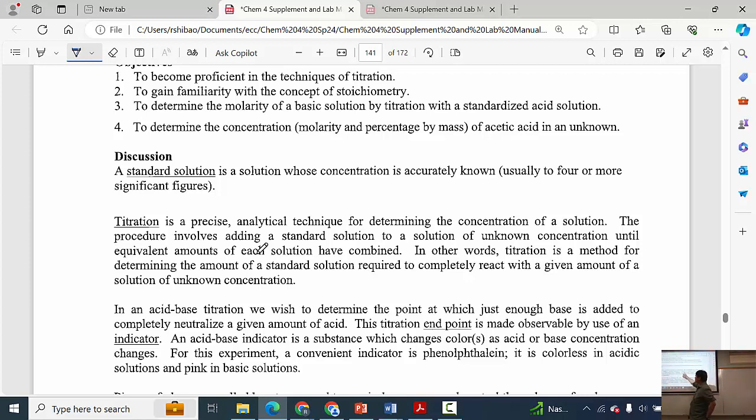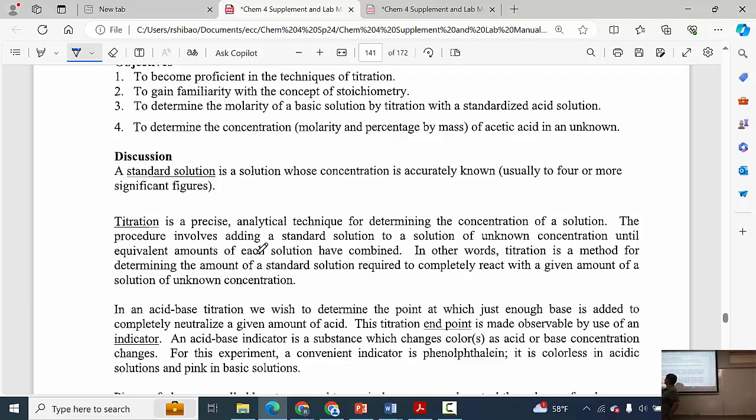A titration is a precise analytical technique for determining the concentration. We use titrations for a lot of things. We could determine the concentration of a solution. This is one of the most common things that are done with a titration, but there are other things. And the way we determine the concentration of a solution is by adding stoichiometric amounts. So the procedure involves adding a standard solution to a solution of unknown concentration until equivalent amounts. Equivalent amounts would be stoichiometric.